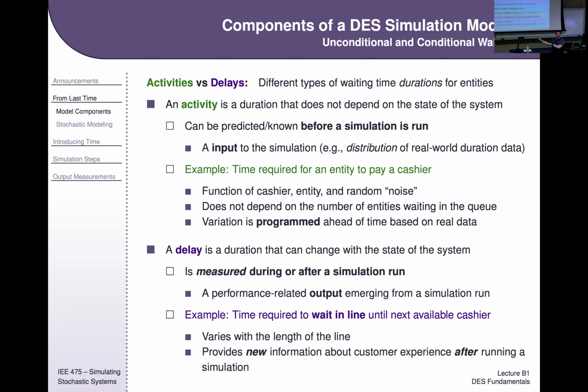You have to play the game out and see what the scores are at the end of the game. That's an output, and outputs are delays. So activities are inputs, outputs are delays. Any questions about that distinction? It's really important. You're going to see it over and over and over again.